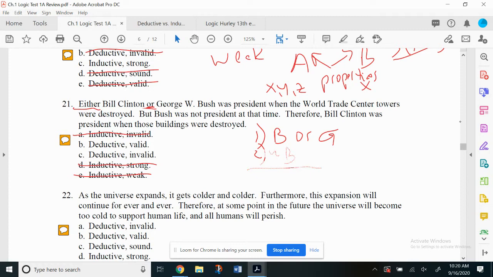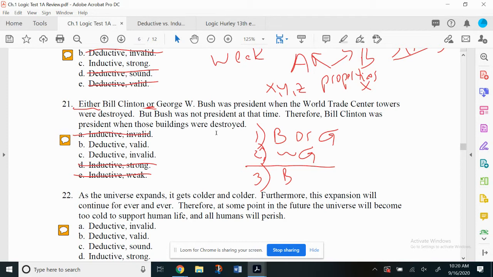I did this, so premise 2, not G, not George Bush, right? Conclusion, therefore, Bill Clinton. So how many of you thought B, deductive valid? Will you be right? So here's what has to happen for the deductive syllogism.